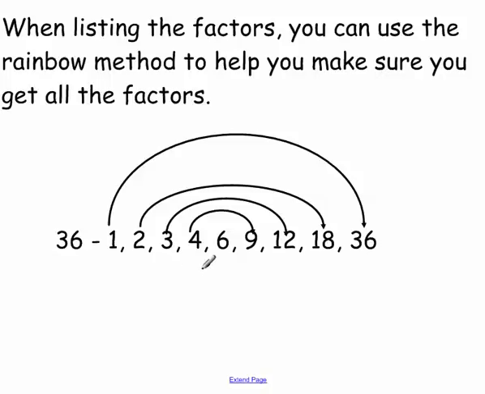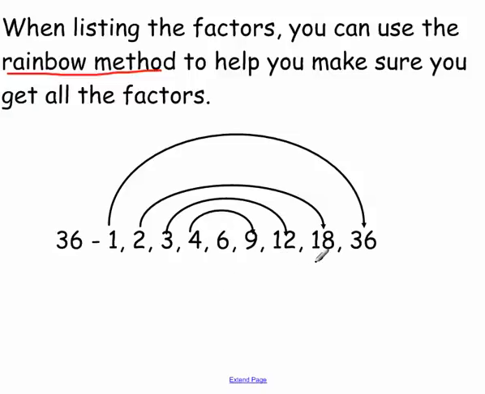When you want to list the factors, some of you might know what the rainbow method is. It's basically just making sure that you get all of those factors. So if I have the factors of 36, I want to start with 1. 1 times what? Well, 1 times 36. Then go to the next number, 2 times 18. Then 3 times 12. 4 times 9. I don't have a 5. And then 6 times 6. That lets me know that I'm finished.